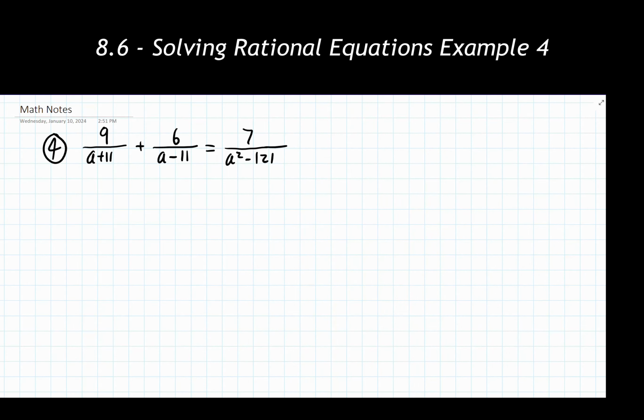Our final example is going to have us do a little bit more intensive work. We're still following the same steps, same process, but there's going to be a little bit more work involved. Looking at step 1 of our process, we're determining all values that create division by 0 anywhere in this equation. The hint listed is to factor all denominators. I'm looking at my first two denominators and I can't really do anything to factor those. But this last one is the difference of squares, so I can factor that last denominator.